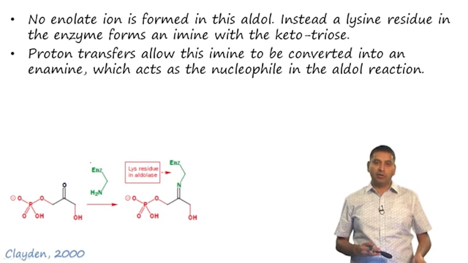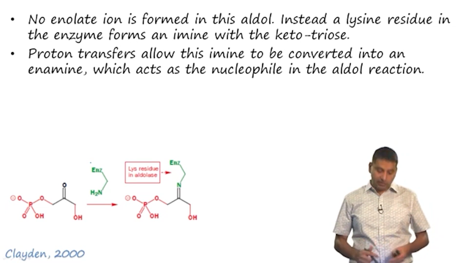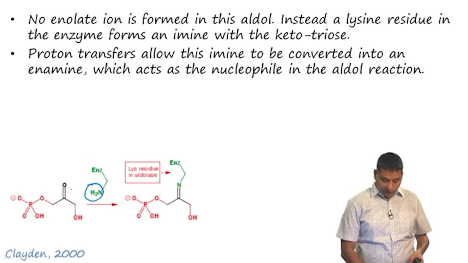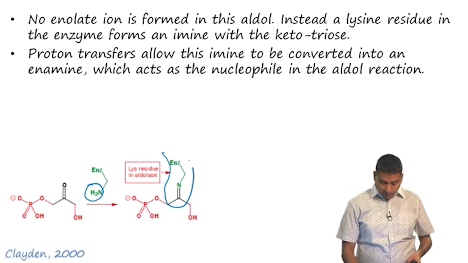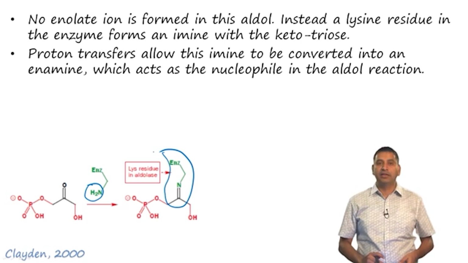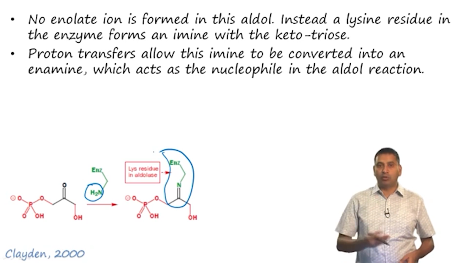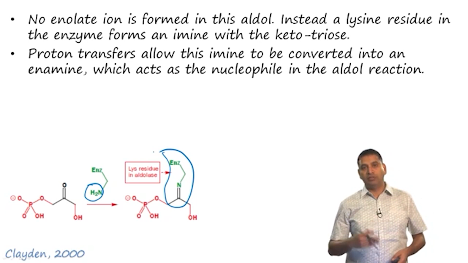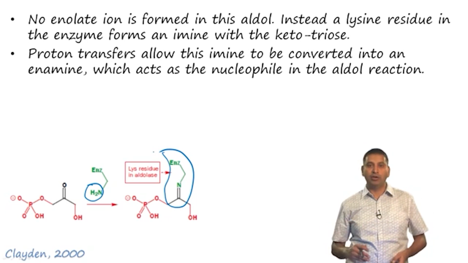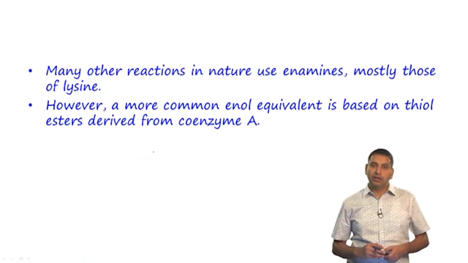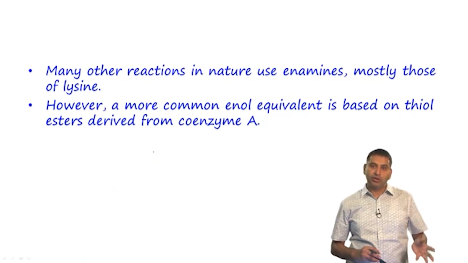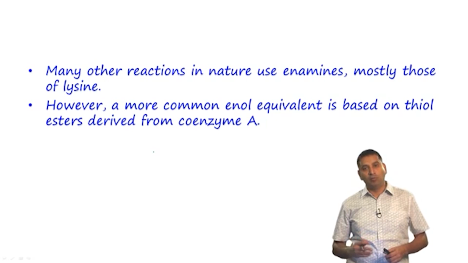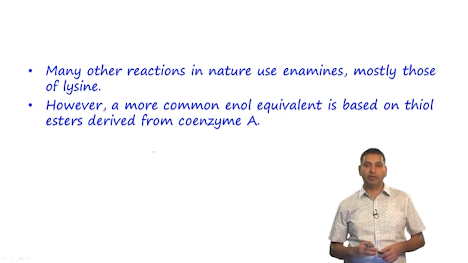Let us look at this reaction now. So, once lysine interacts with this carbonyl, it is going to form this kind of an imine, right, and then through proton transfer this imine is converted to an enamine, which then acts as the nucleophile in the aldol reaction. So, many other reactions in nature use enamines, and mostly those of lysine. However, a more common enol equivalent is based on thioesters derived from coenzyme A.